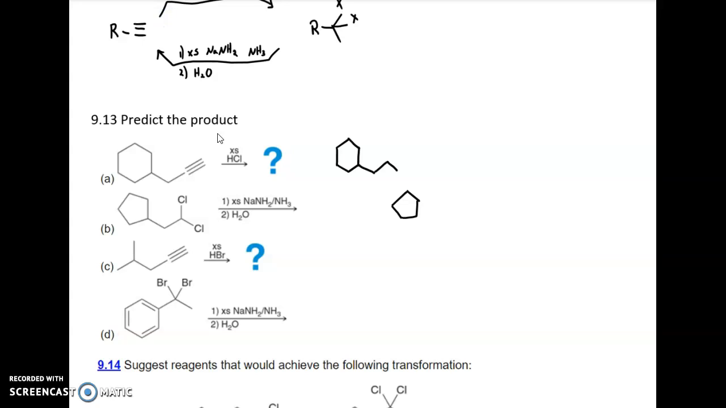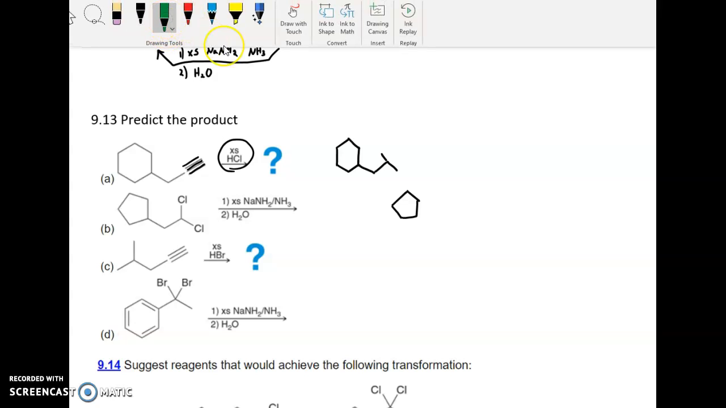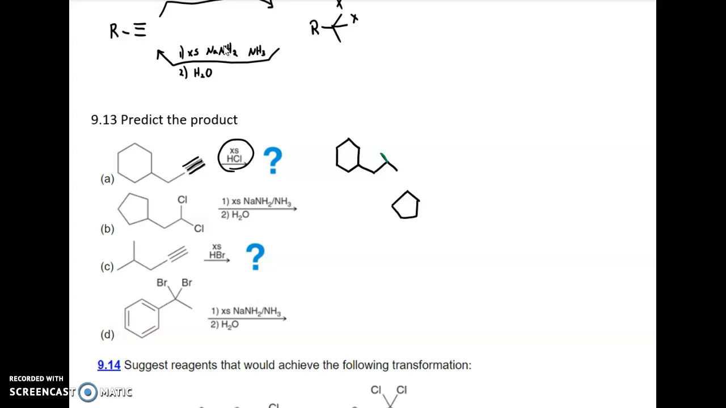Okay, so here we have a terminal alkyne. We're treating with an excess of our hydrogen halide, and we're going to end up with 2 successive additions, and it will produce a geminal dihalide. So we'll get a chlorine here, and we'll get a chlorine here. So let's look at the next one.